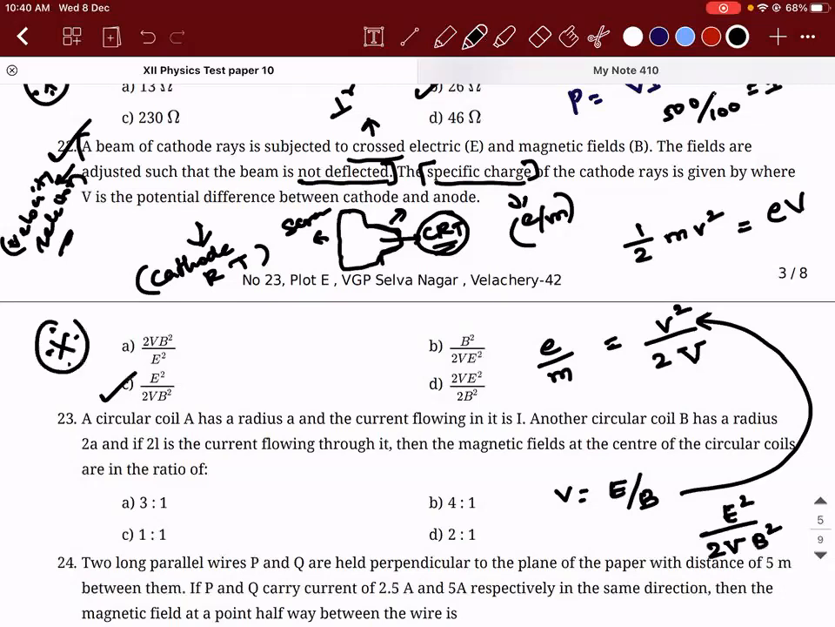More than the answer, I'm concerned whether everybody has understood how to study the question, how to read the question. Yes. Okay. Next. So 23rd is an easy one.